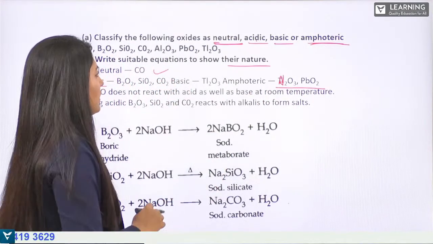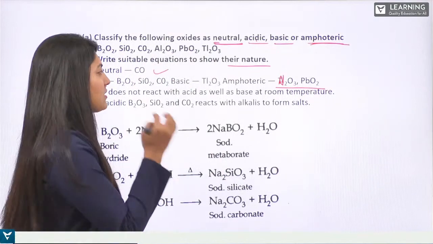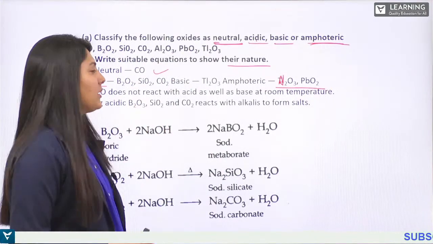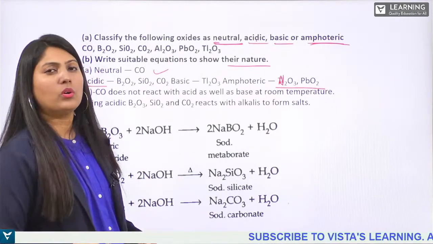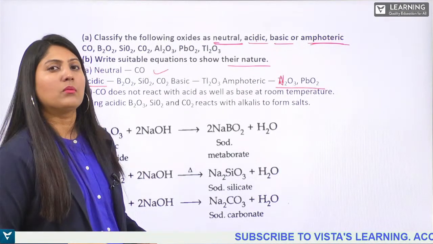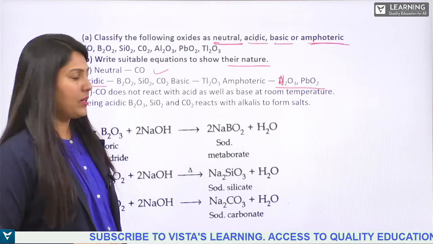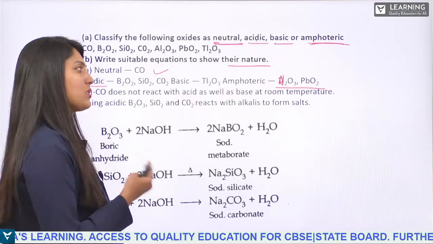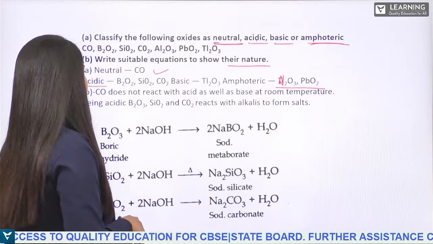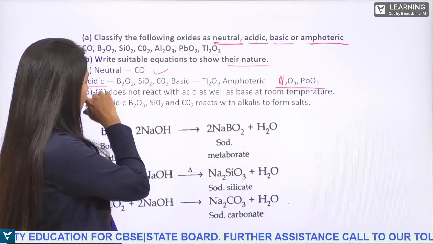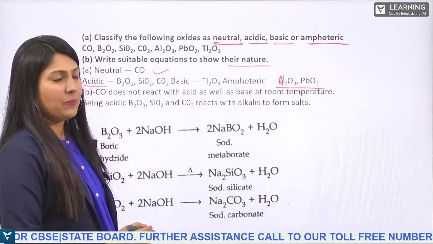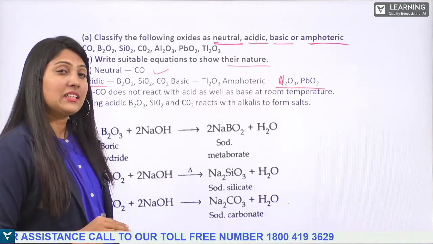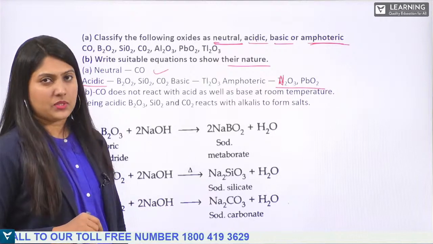So thallium is basic because thallium is the largest element in the given group. So it will be more metallic in nature, and metallic in nature means it will have a basic oxide. Whereas aluminium is amphoteric in nature, hence its oxide will be amphoteric. And carbon monoxide does not react with acid as well as base at room temperature, so we can consider it as a neutral substance.